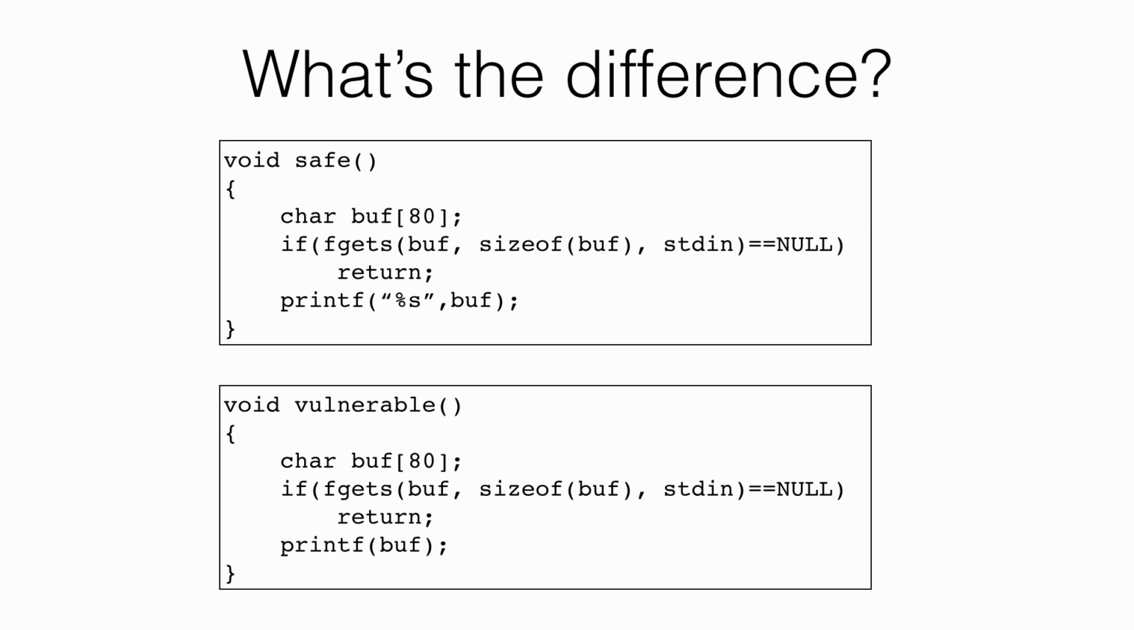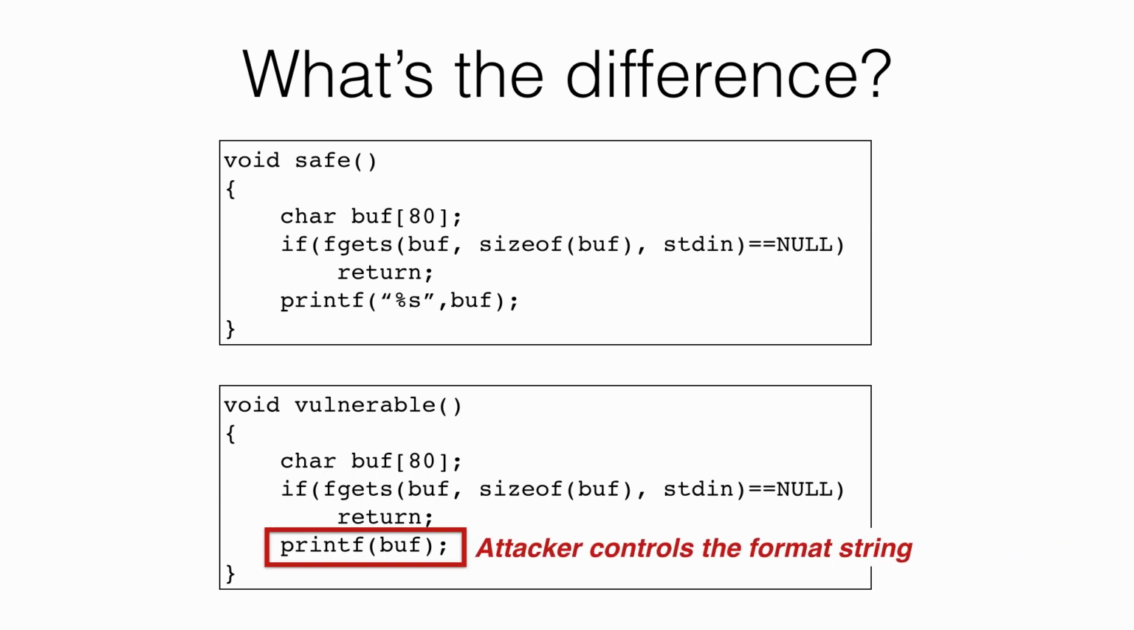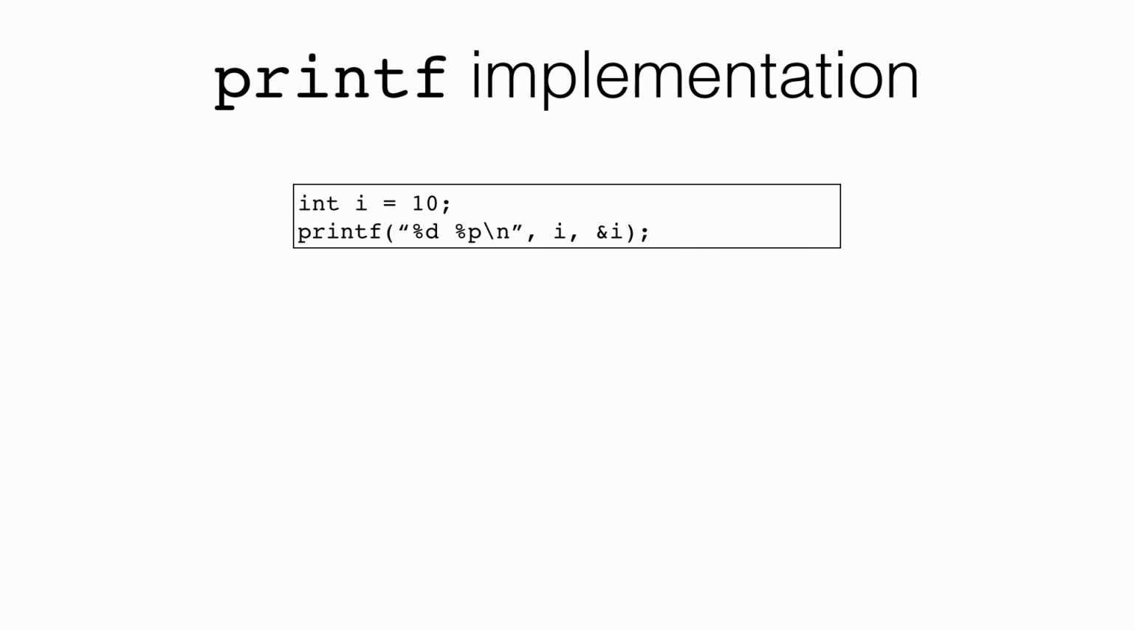Now, we might think to ourselves, buff is just a string in both cases, so why do I need the format string? Well, the important part is that buff might itself contain format specifiers. In the first case, if it does, those specifiers will just be printed out to the screen. In the second, those will be interpreted. If the attacker controls the format string, then the interpretation of those format specifiers can work to his advantage. So let's look at how printf is implemented and see how that might happen.